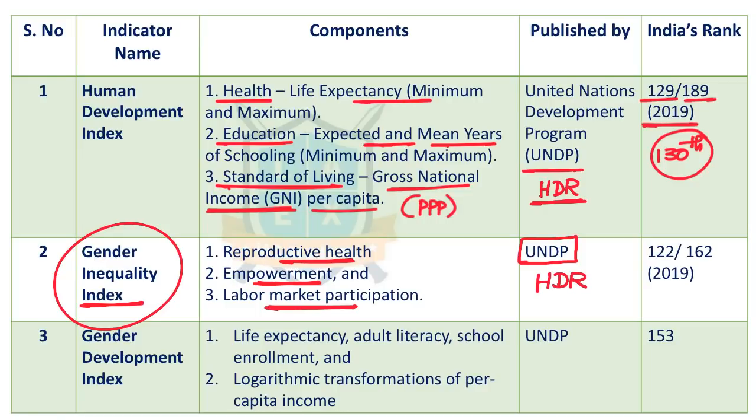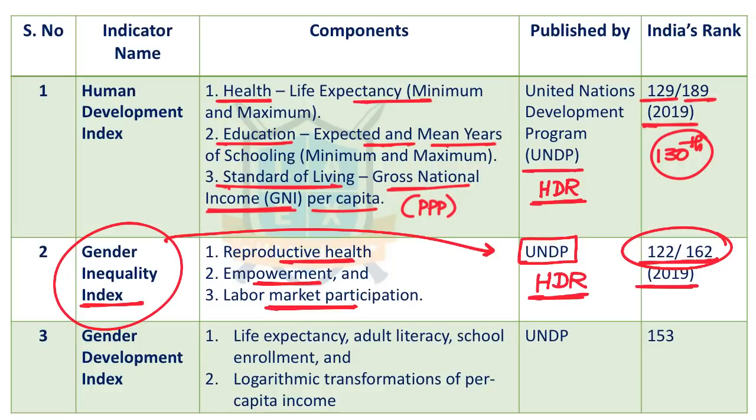Like that, questions can be asked, or they can give statements. Gender Inequality Index is released by, for example, let's say if they give the statement World Bank, that statement becomes incorrect. And they also mention the rank. That's why remembering the ranks also is important. Human Development Report. And for the year 2019, India got 122nd rank out of 162 countries.